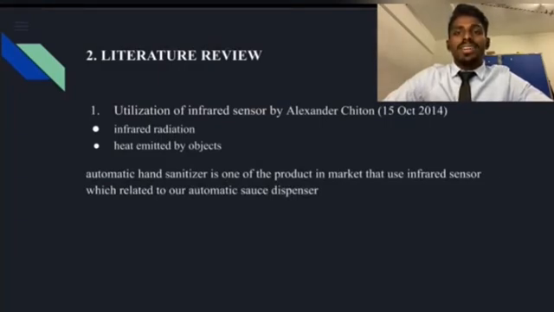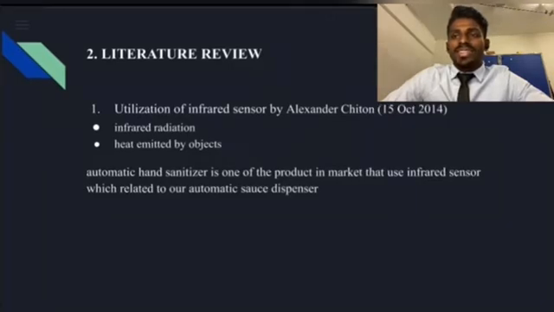From the research we did, we found the utilization of an infrared sensor by Alexander Chitran. An infrared sensor is an electronic instrument that senses certain characteristics of the surrounding environment. It does so by emitting or detecting infrared radiation. An automatic hand sanitizer is one of the products on the market that uses an infrared sensor, which is related to our automatic sauce dispenser, where users just have to place their hand under the spraying nozzle. Once the infrared sensor detects, the hand sanitizer will be dispensed through the nozzle.